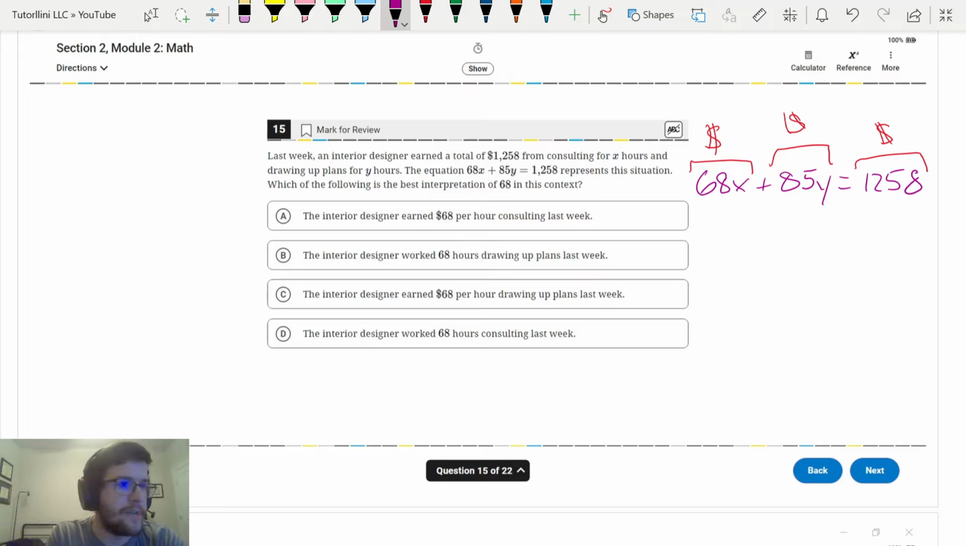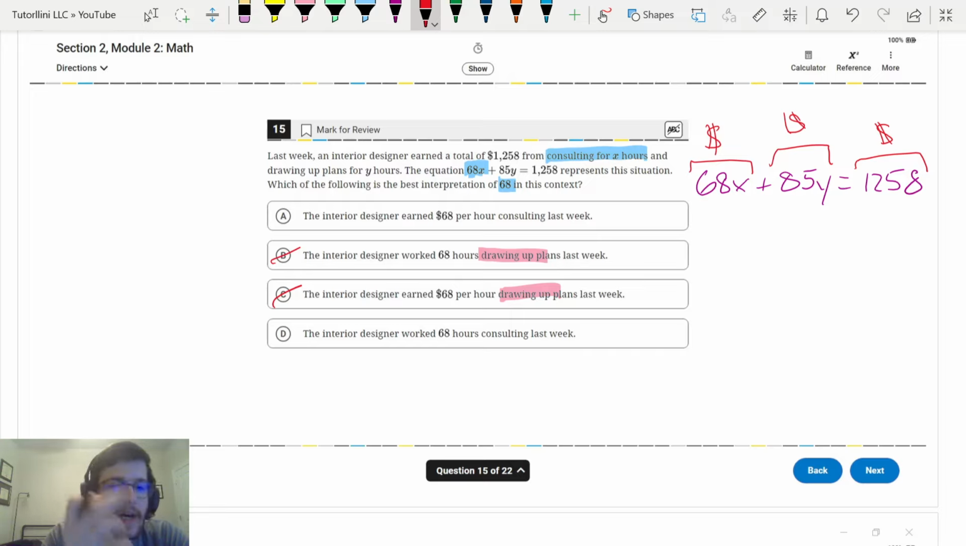Now, to understand it even further, you have to break it down a little bit more. First, I want you to appreciate that it says consulting for X hours, and it's asking us about 68. And the 68 and the X are next to each other. So the answer choice must have something to do with consulting, right? This one says drawing up, it doesn't say consulting, and this one says drawing up, it doesn't say consulting. So these are both just kind of wrong because they have nothing to do with it, right?